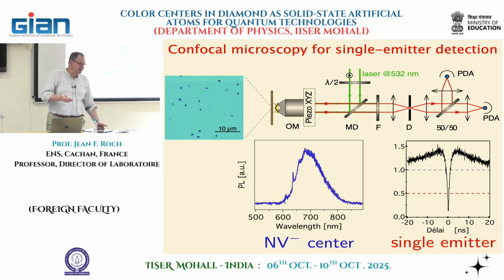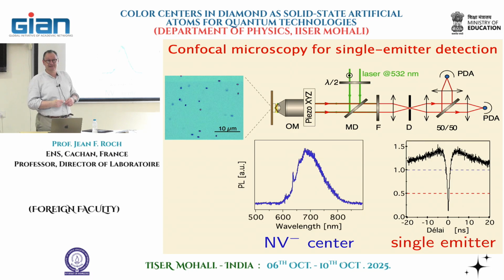And once you have done that, you can really now detect a single emitter, an efficient single emitter that will produce photons at a rate given by a decay time of something like 10 to 20 nanoseconds. Then you can detect it with a very good signal to background ratio, depending, of course, on the parameters of the lattice. And this is, for instance, the spectrum obtained for a single NV center.